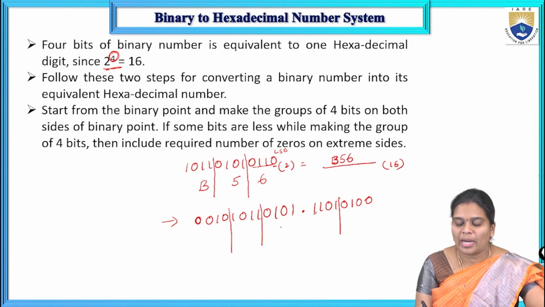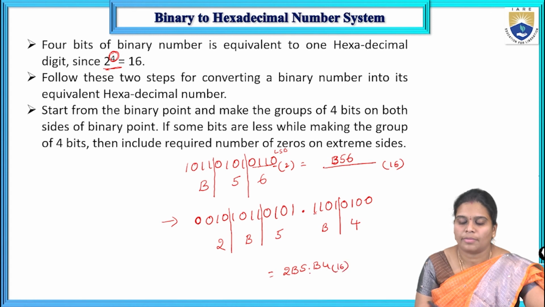Now writing the equivalent values: 5, B, 2, again this is B and 4. So the equivalent value is 2B5.B4 base 16. This is the binary to hexadecimal conversion.